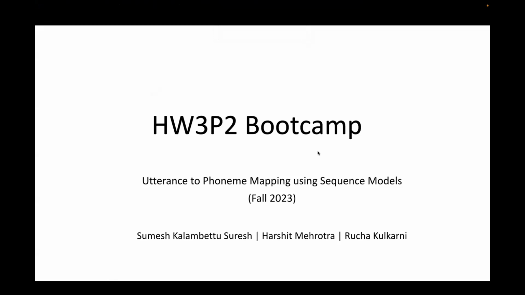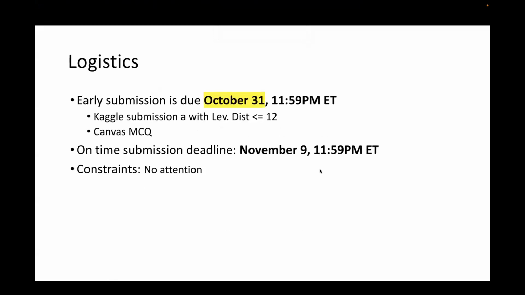Hi everyone, let's get started with homework 3P2 bootcamp. Going over some logistics first. The early submission for homework 3 part 2 is due on October 31st. And by the early submission deadline, you need to reach a Levenshtein distance of 12 or below, which is a very low cutoff for this homework. Also, please don't forget to complete the quiz on Canvas by the early submission deadline in order to receive the early submission bonus. The on-time deadline for this homework is November 9.